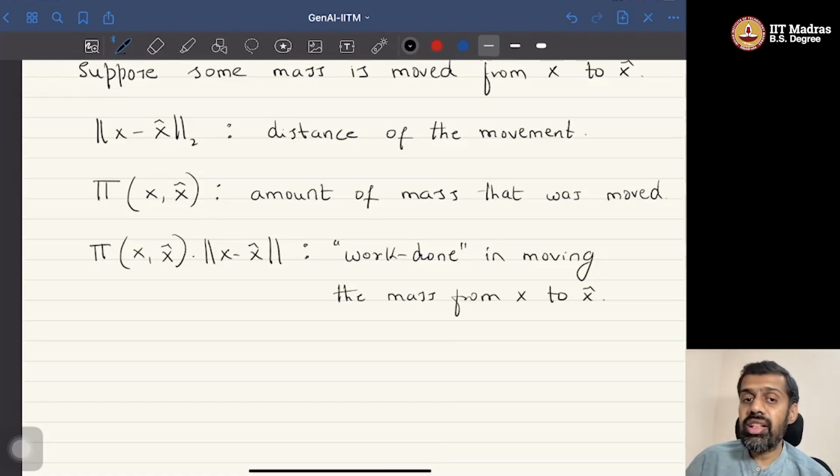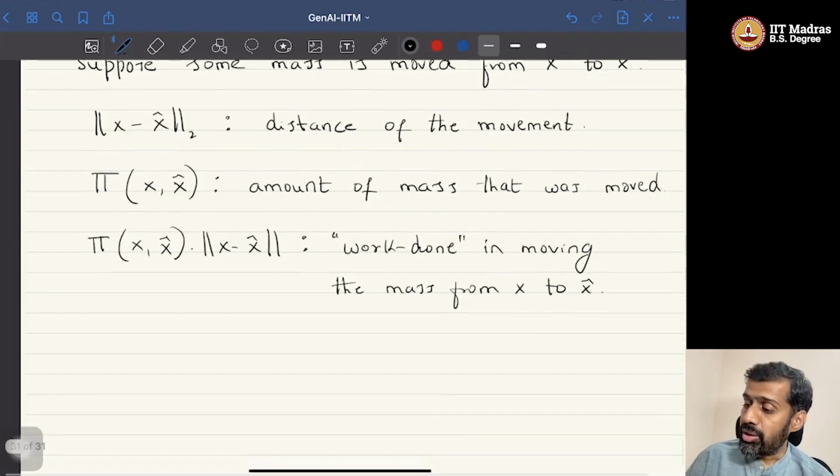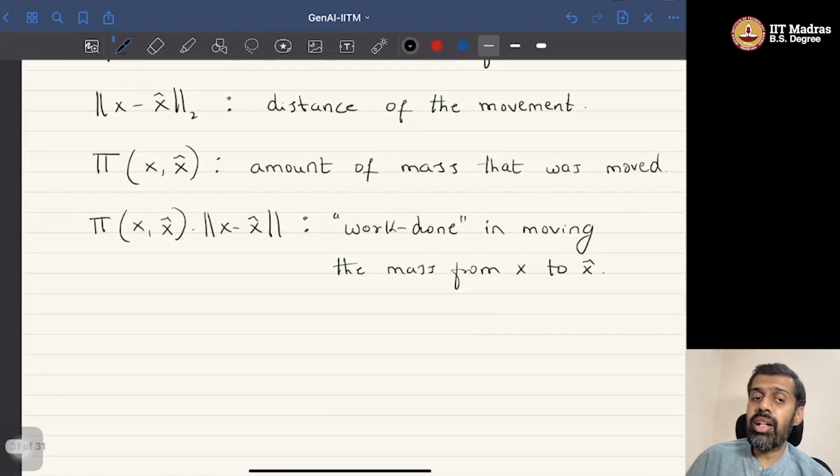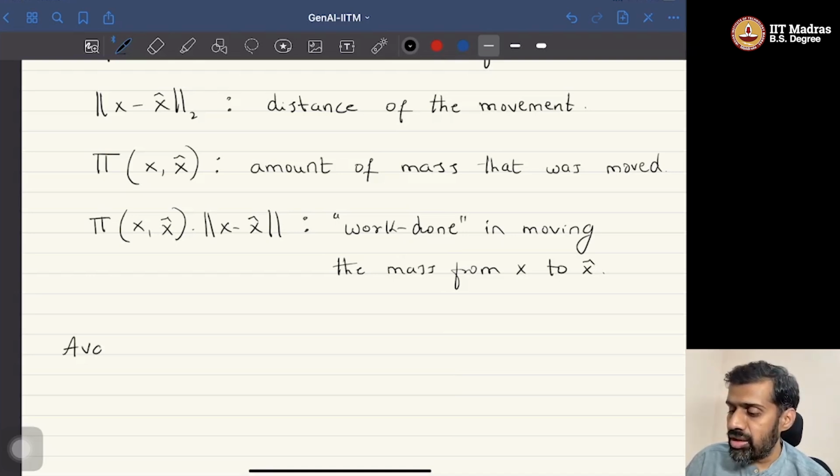Distance times the mass will give you the work done in moving something from point A to point B, right? So now this will give you the amount of work done by moving some mass from x to x cap. Now what is the average work that is done by one complete transport plan? So you need to do it multiple times to execute one transport plan, right? So what is the average work done?